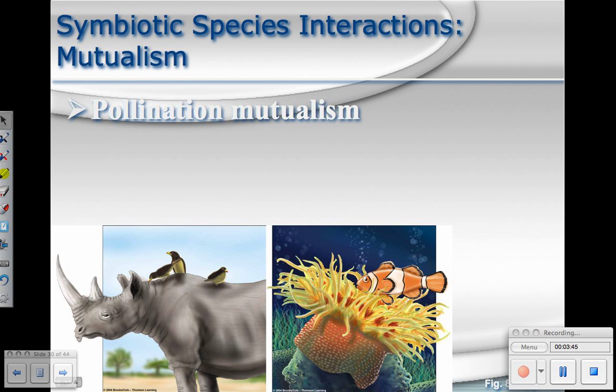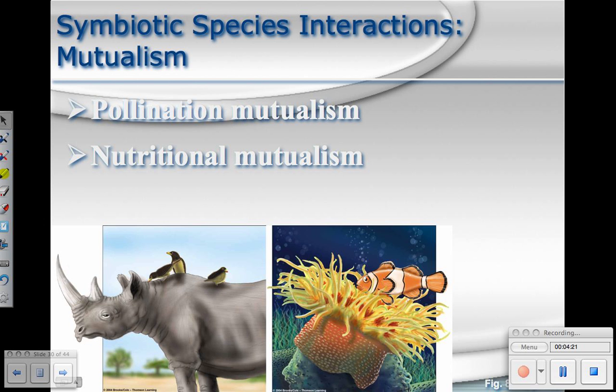Okay, another type of symbiotic interaction would be mutualism, and mutualism is the idea where both parties involved in the relationship get something out of it. So pollination mutualism, so the idea of honeybees and other insects and birds and bats that get nectar from plants also assist the plant by pollinating plants or moving their pollen around.